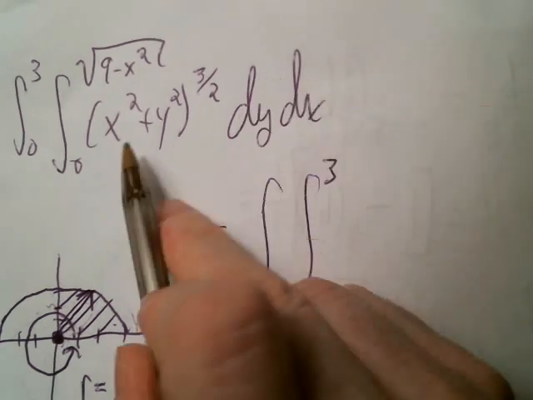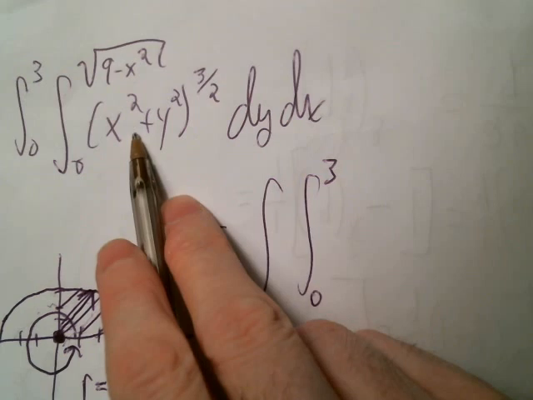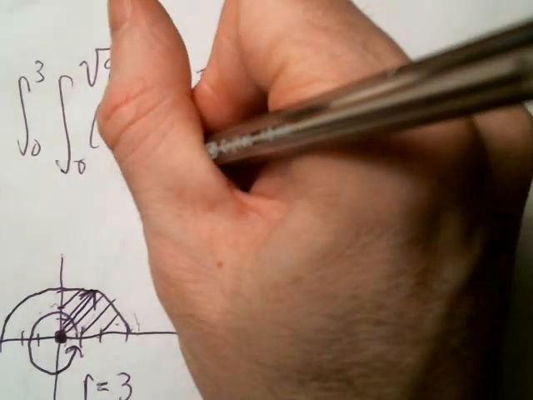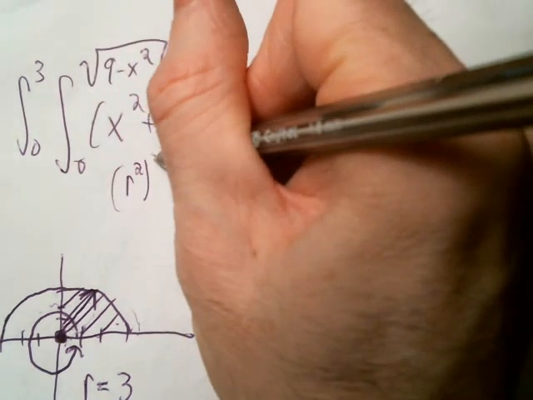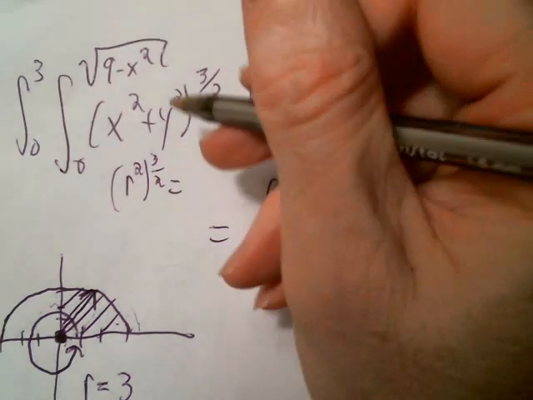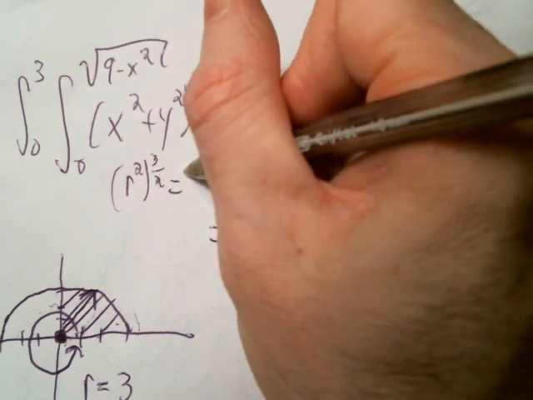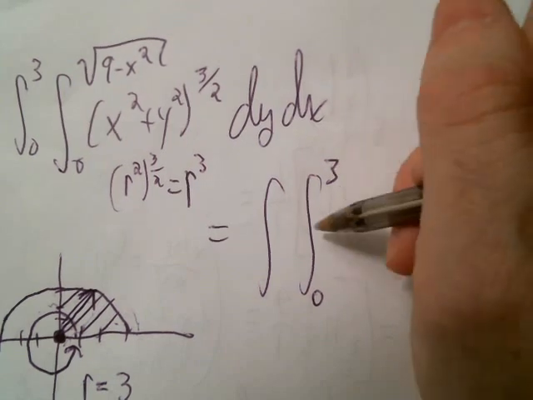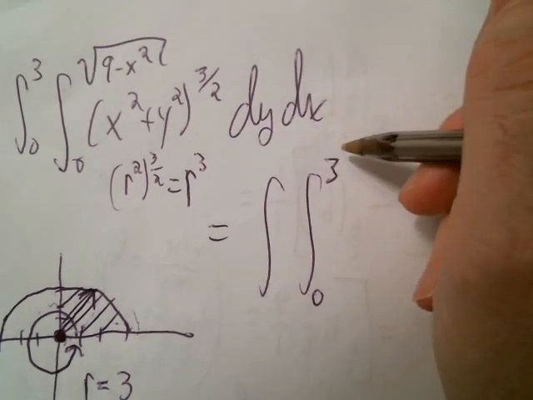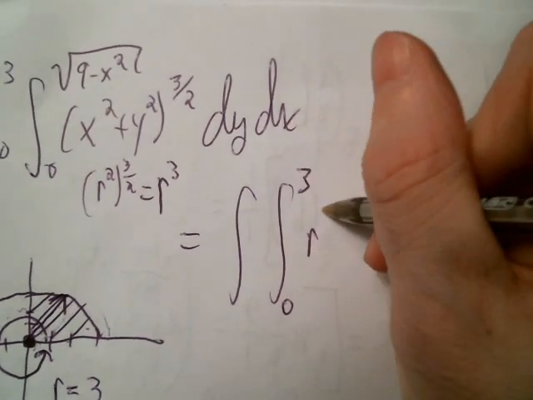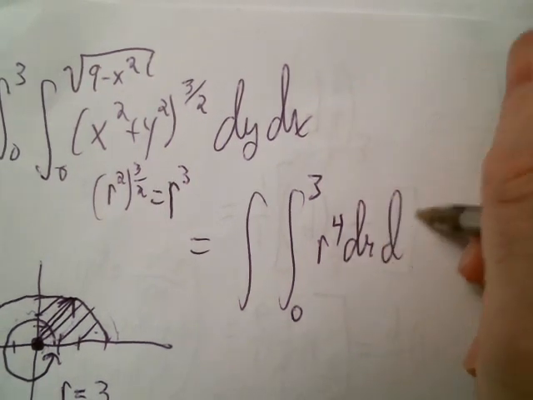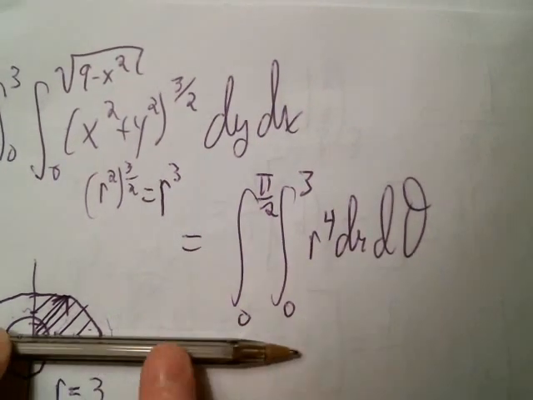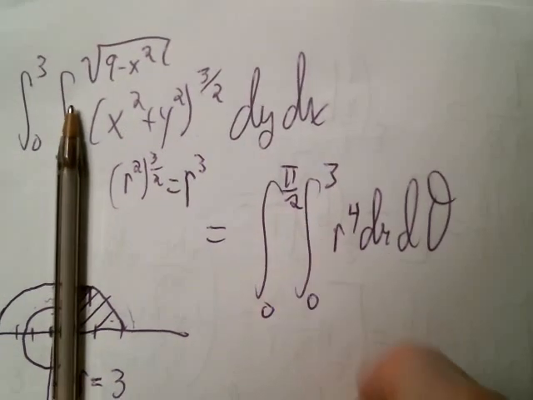And then x squared plus y squared is just r squared. And r squared to the 3/2 is r to the 6/2, which is r to the 3. And then there's another r from the r dr d theta. So you're going to end up with r to the 4th inside here, dr d theta, and I'm going from 0 to pi over 2.